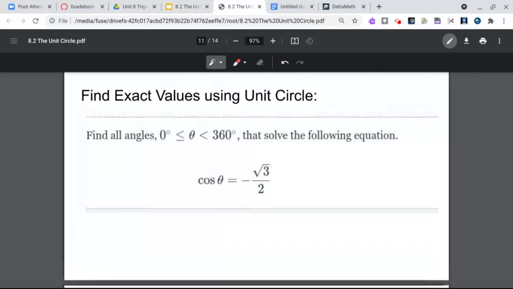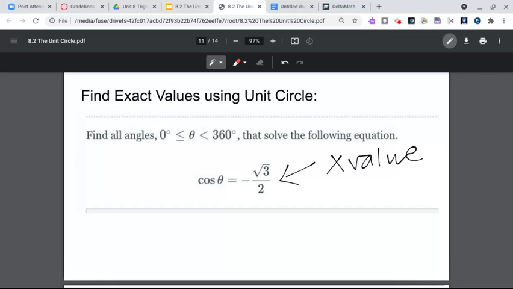Okay. This is a little bit of what's called inverse trig. So this says find all of the angles on the unit circle from 0 to 360 that solve the following equation. Cosine of theta is negative root 3 over 2. So we need to find where on the unit circle your x value is negative root 3 over 2.